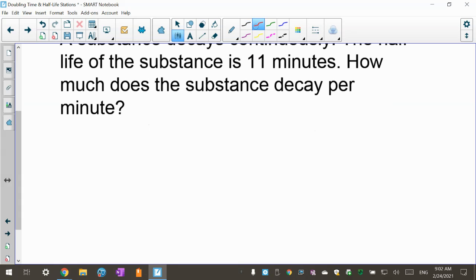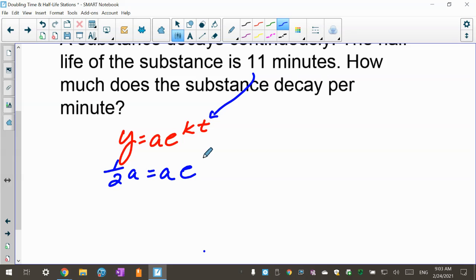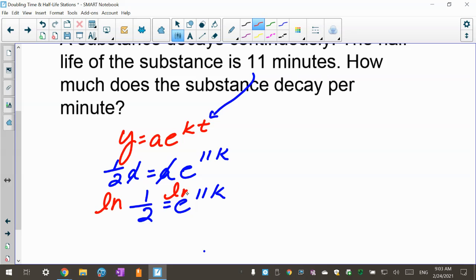So, ready? Y equals A e to the KT. Plug in what they told you. 11 minutes goes here. They said a half of it, of my A, goes away in 11 minutes. I just switched the two spots. Divide out the A's. A half equals e to the 11k. These are like the easiest equations to solve. Natural log both sides. The natural log of a half equals 11k. K equals the natural log of a half divided by 11.